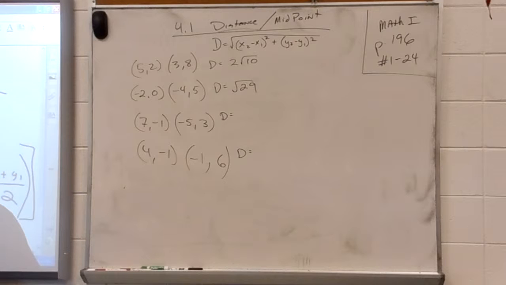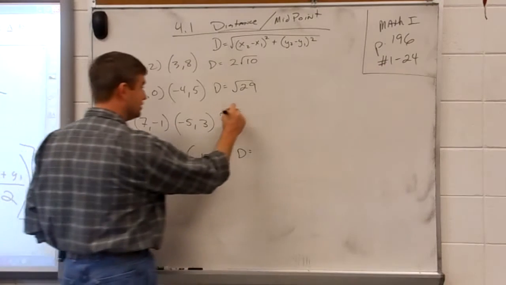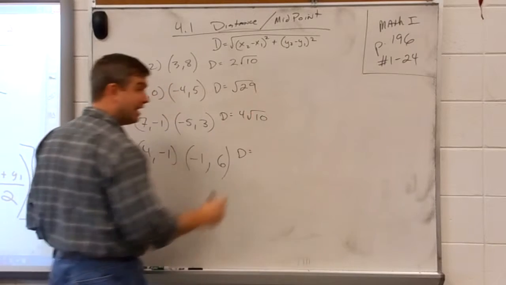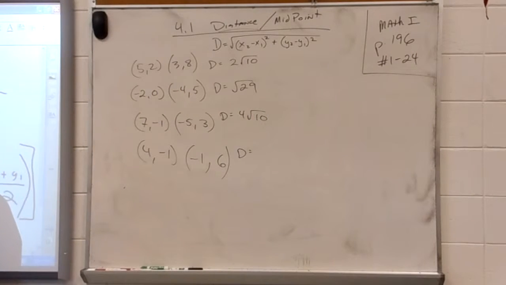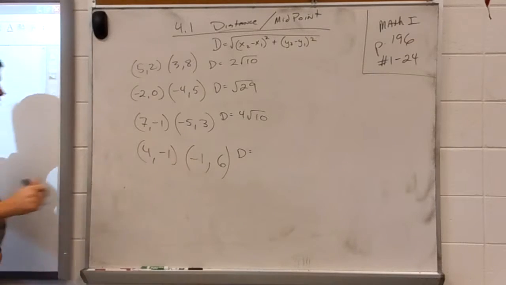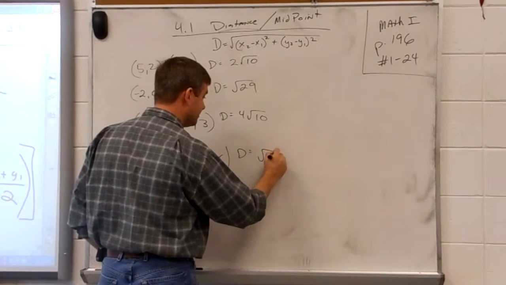How about number 3? Anybody have the answer for number 3? Hannah? Outstanding. 4 root 10. Very good. And the last one. Anybody have the answer? Dylan? Correct. Good job. Square root 74.